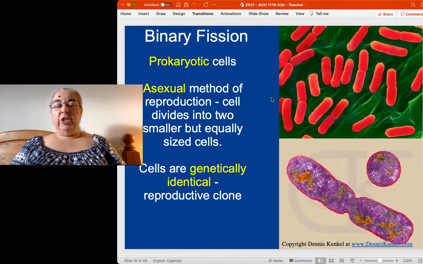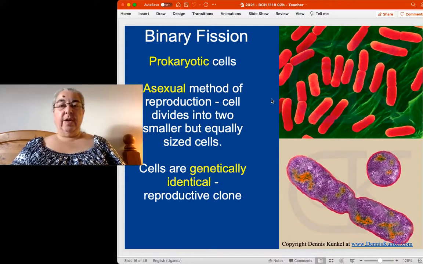So binary fission is an asexual way of reproducing. The 2 new cells are exactly the same in genetic material as the original cell. They're rather smaller, but then they grow until they're again ready to divide. So the cells are genetically identical, so this can be called a reproductive clone. There is no crossing over, there is no shuffling of genes. Each daughter cell should have exactly the same genes as the parent cell had.